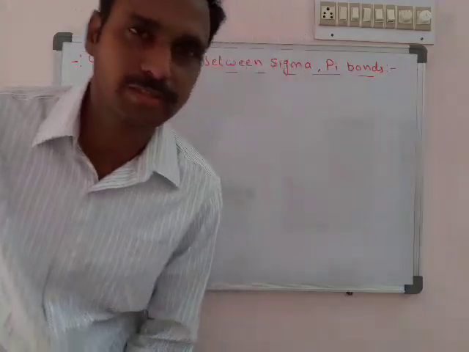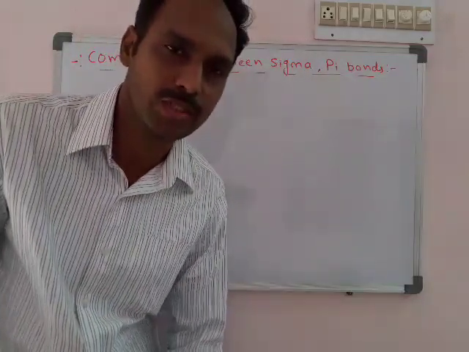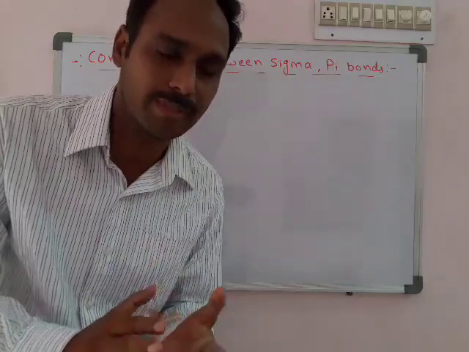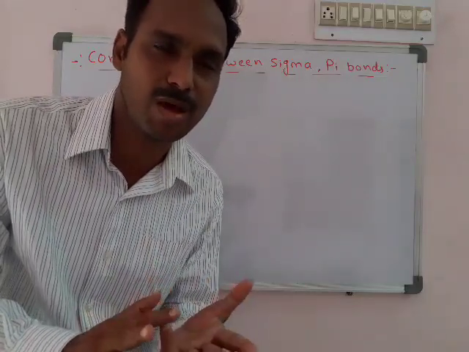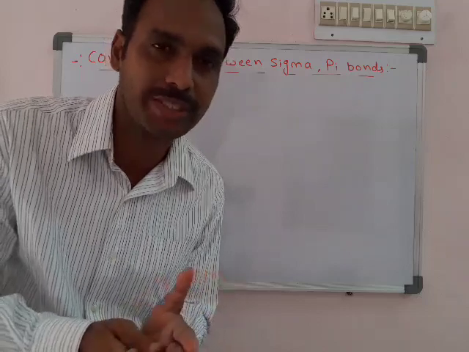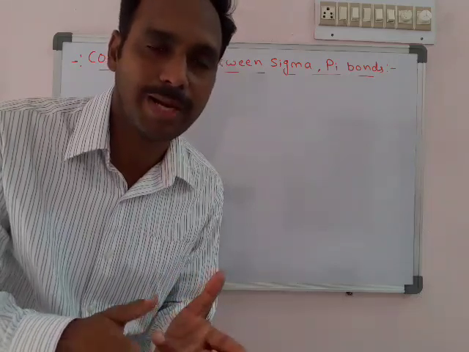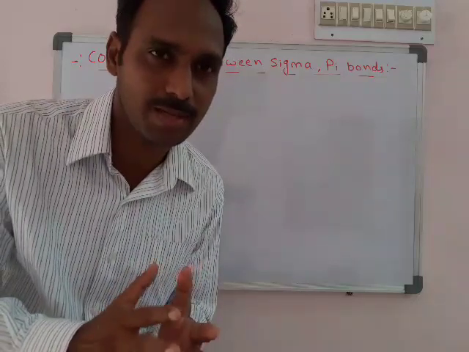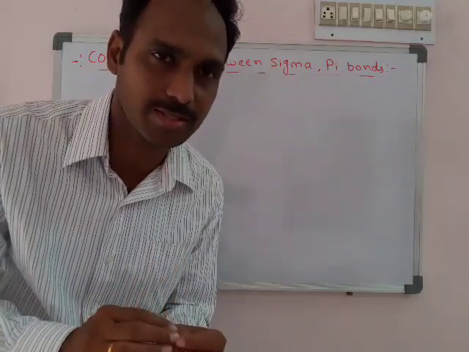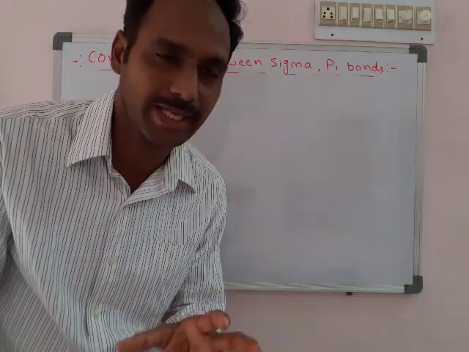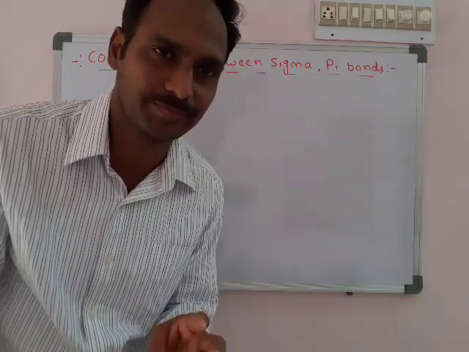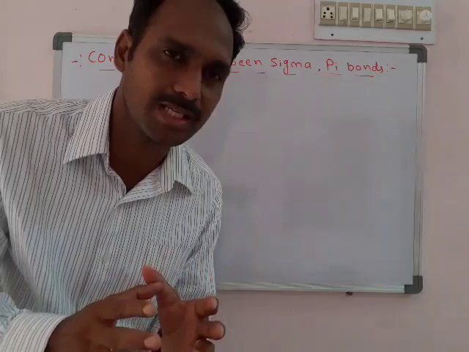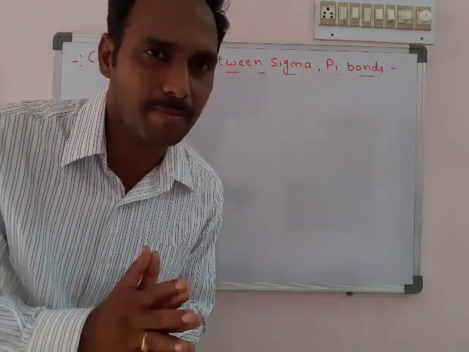So hello everyone, today we discuss the differences between sigma bond and pi bond, nothing but the comparison between sigma bond and pi bonds. We know that sigma bonds and pi bonds are both covalent bonds. These come under the types of covalent bonds which are introduced in valence bond theory. Now we see the difference, nothing but we compare the sigma bond and pi bond.